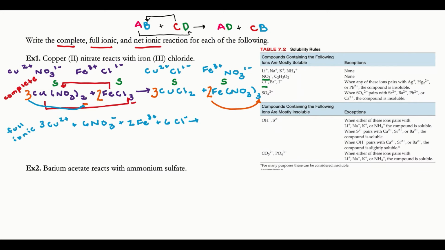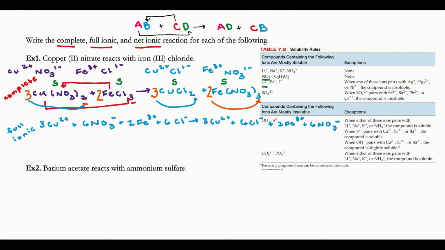Copper chloride is also going to break up, so I've got 3 copper ions. I've got 3 times 2, which is 6, 6 chloride ions. I'm going to run into my table a little bit, but that's okay. I've got 2 iron ions. And then I've got 2 times 3, 6 nitrate ions. So that is my full ionic.